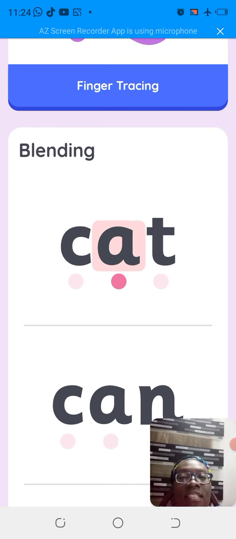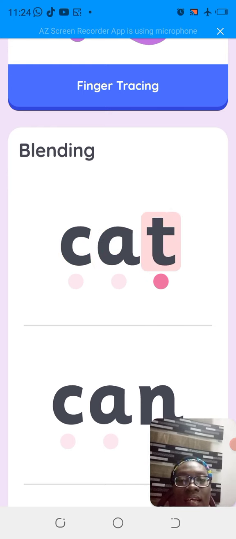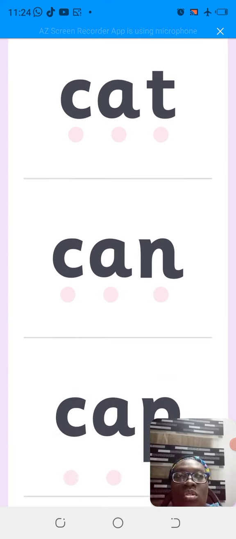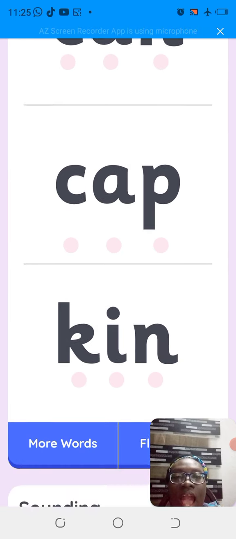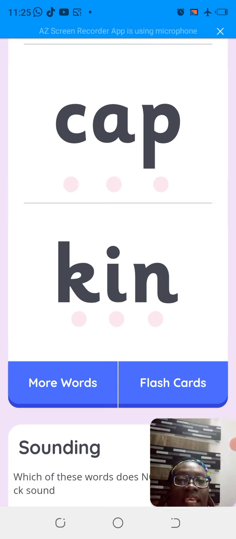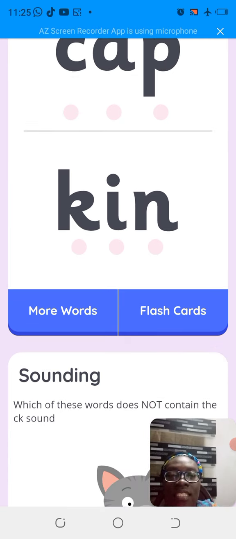Examples of words with the k sound: cat, cat, cat. We also have can, can, cap, cap, and then kin with the letter K.